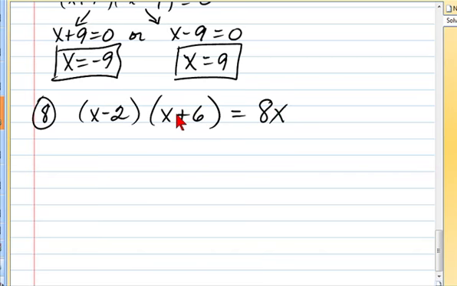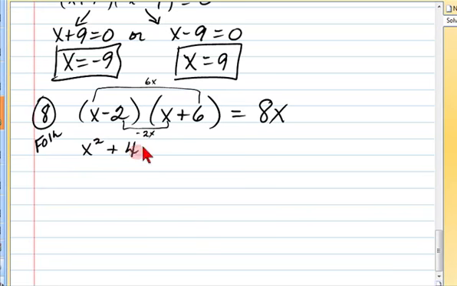Now, just moving this over isn't going to fix everything. Unfortunately, I have to use FOIL to get this out of its factored form. So I'll make a little note that I'm using FOIL. The product of the first is x squared. The outer product is 6x. The inner product is minus 2x, which gives me what as the middle term? Positive 4x. And the product of the last, negative 2 times positive 6, is negative 12. And that's equal to 8x.